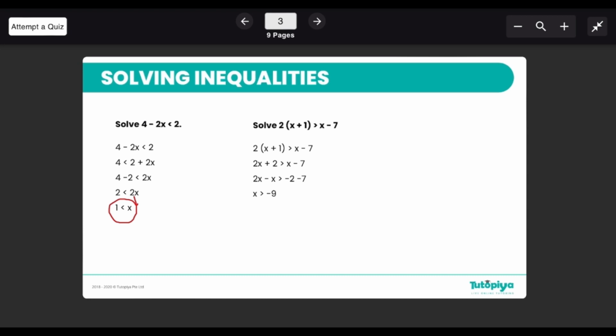Then the next one is 2 into x plus 1 is greater than x minus 7. What do I do for this? I first expand the expression on the left hand side, so I expand it out as 2x plus 2. Then I move the x terms to the left side, which is 2x minus x, and negative 2 and negative 7 come to the right hand side. Therefore the solution is x is greater than negative 9.